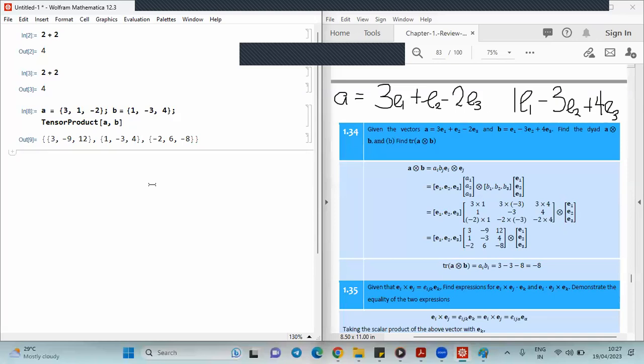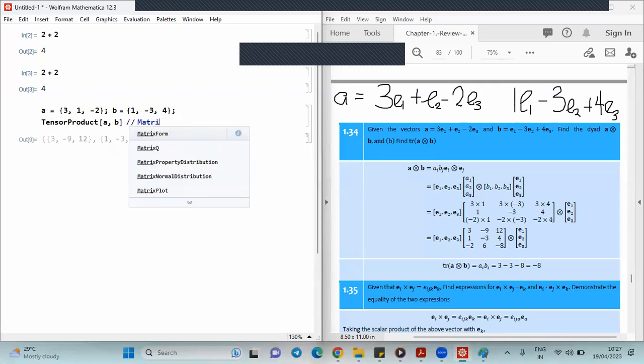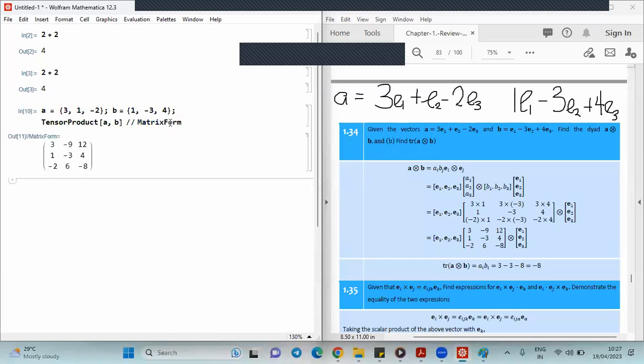Now, going back to the answer that I got, this answer looks very ugly. Permit me to say, it doesn't look like the matrix or the tensor I was looking for. To turn it to that form that we need, I use // and I say MatrixForm. That is, Mathematica, give me this in matrix form, and I press enter. Voila, it has given us the matrix form. It is now more understandable for somebody to see. I hope we are together.